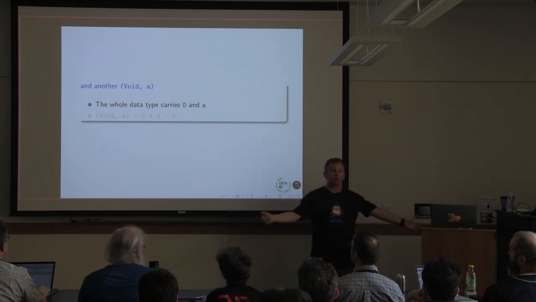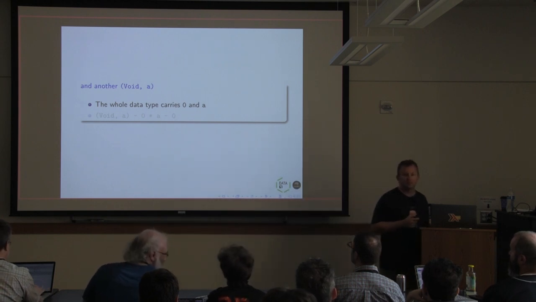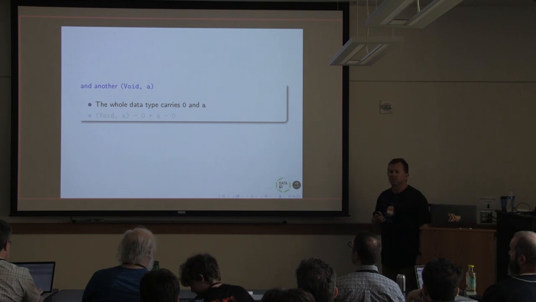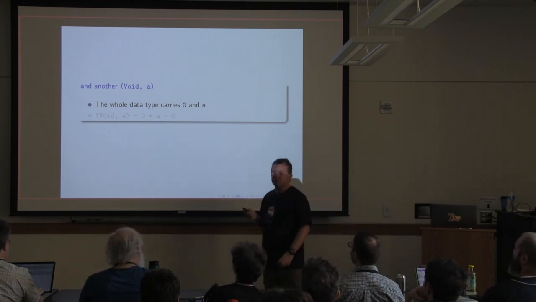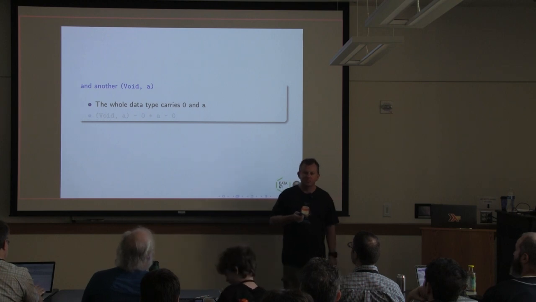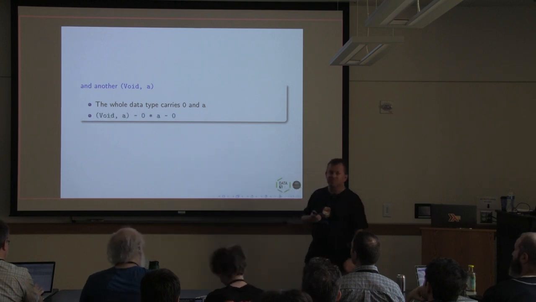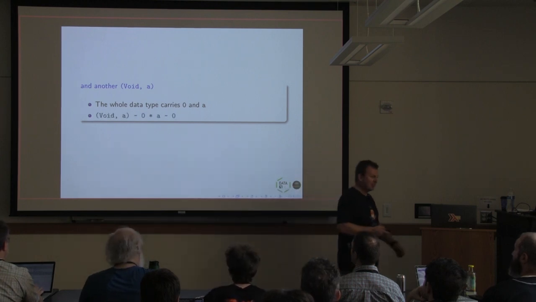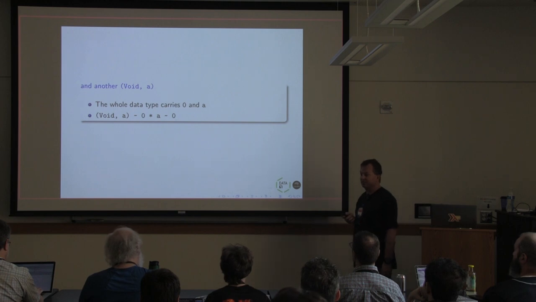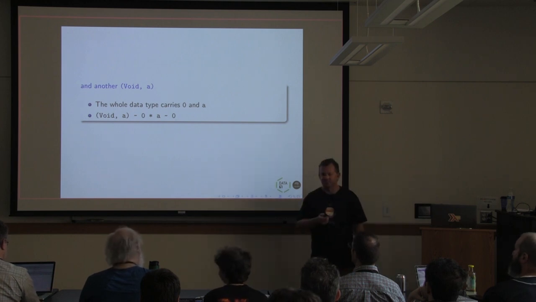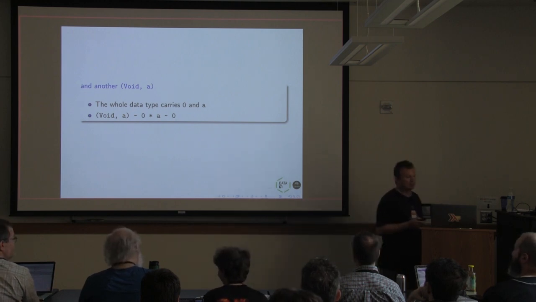I'm thinking of the pair, or the product, of Void and A. That's a lie. Why is it a lie? Well, because 0 times A is 0. I can't be thinking of a value of that type. I challenge you to construct it. I'll give you another sticker if you can do it.